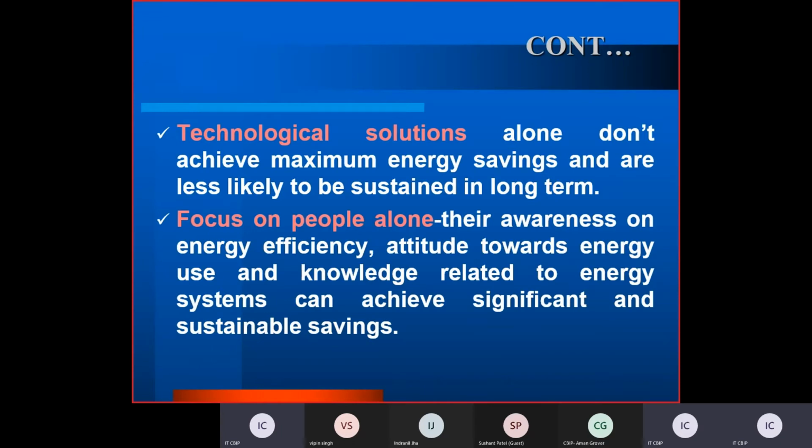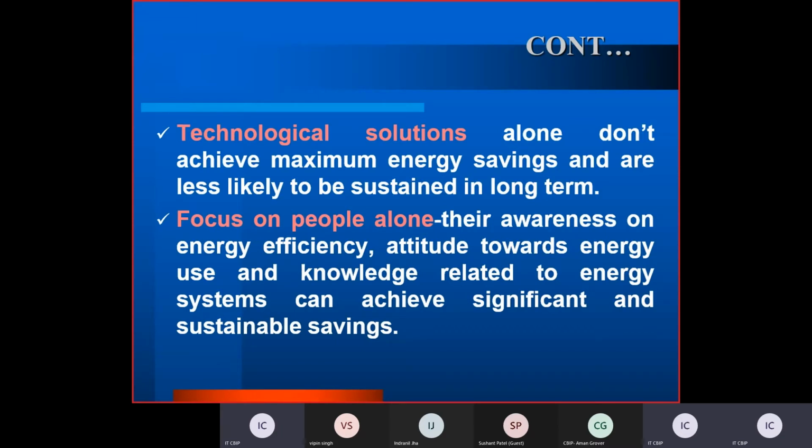Then focus on people alone. Their awareness of energy efficiency, attitude towards energy use, and knowledge related to energy systems can achieve significant and sustainable savings. If people are aware of the methods, people are aware of the standards, they have zeal to improve, then only the energy efficient goal can be achieved. Otherwise, this can't be achieved.